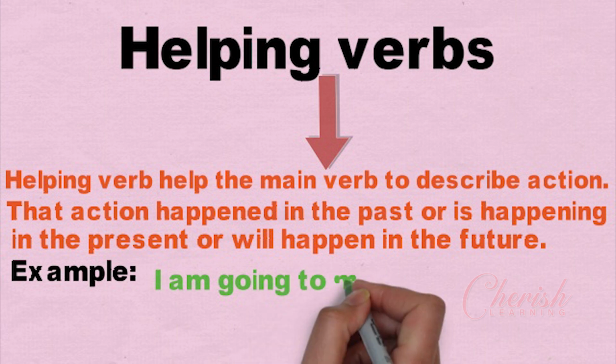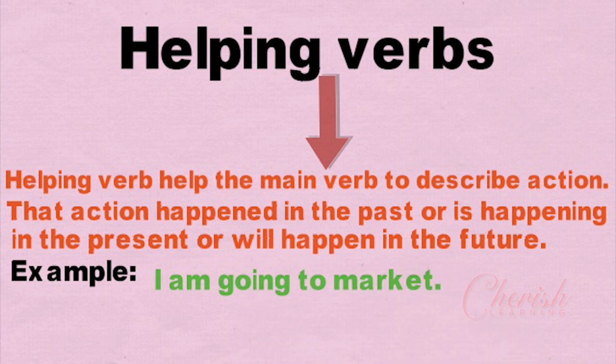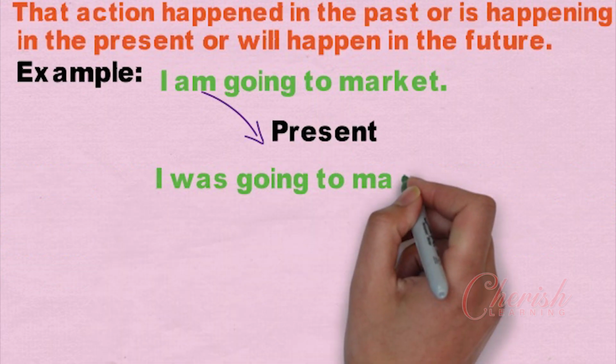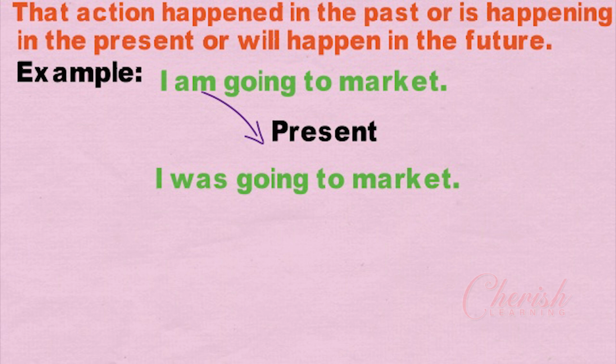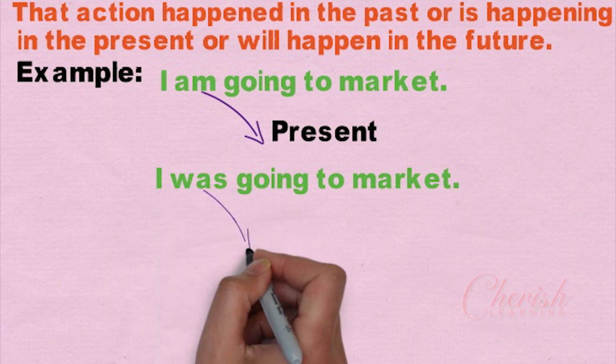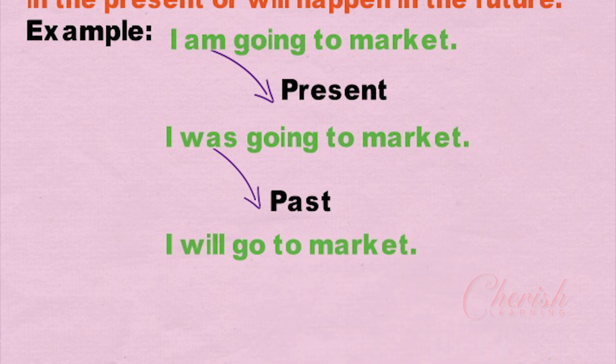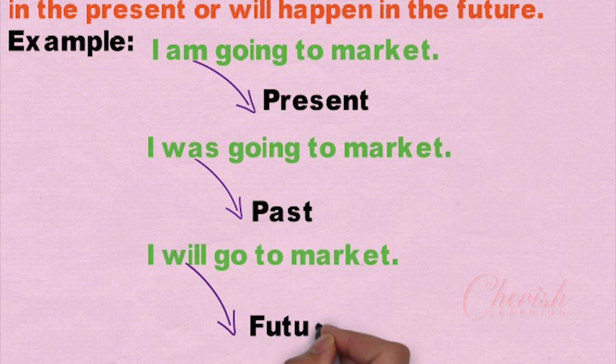For example, I am going to market. मैं बाजार जा रही हूँ. तो इस sentence में am is present. Now I was going to market. मैं बाजार जा रही थी. तो this is showing past कि मैं जा रही थी, was. Next, I will go to market. मैं बाजार जाऊंगी. Will is showing future. So am, was, will. All these are helping verbs.